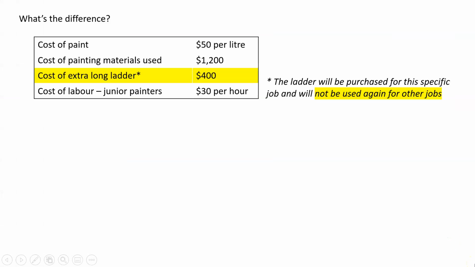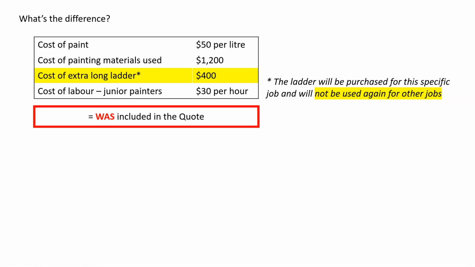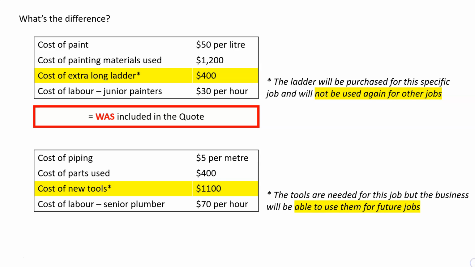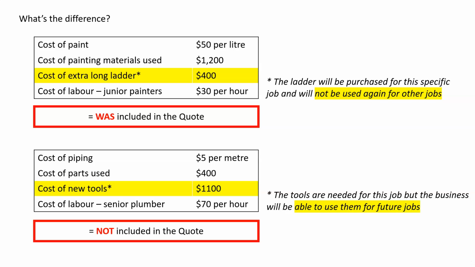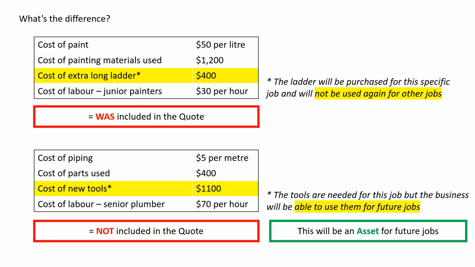So that just leaves a little difference here. What was the difference between the first example where we had the extra long ladder, which won't be used again for any other job, that was included in the quote, versus the cost of the new tools for the plumber, where they're going to be able to be used for future jobs. Now that wasn't included in the quote, and the difference comes down to this. The tools that we can use in the future are actually going to be an asset. So we've looked at what an asset is and what that means. That means it's going to provide a future economic benefit for the business. So therefore, it's not going to be a cost that this particular job is going to incur on its own. So it won't be included on the quote.